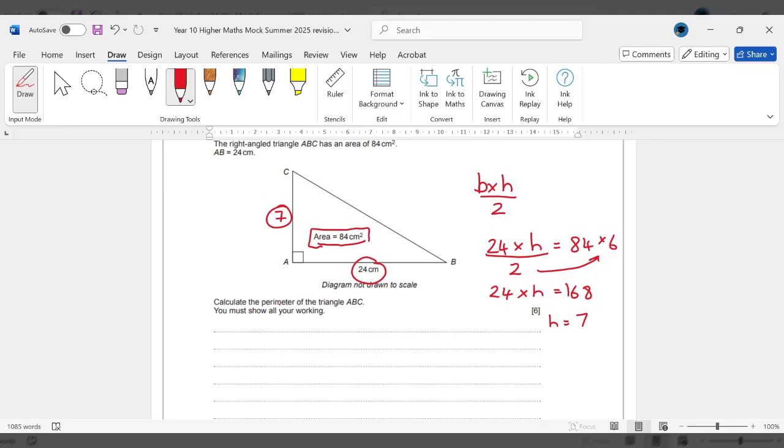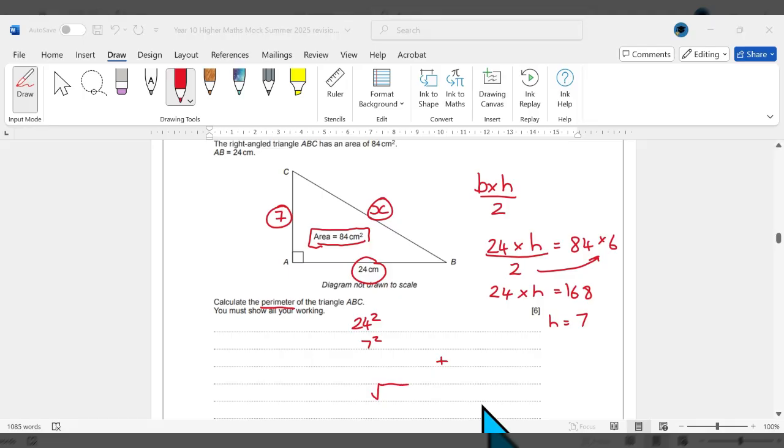But it wants the perimeter. So to get the perimeter, I'm also going to need to know this side so that I can add up all the sides. Well, that's Pythagoras' theorem. Square, square, add, square root. Okay?